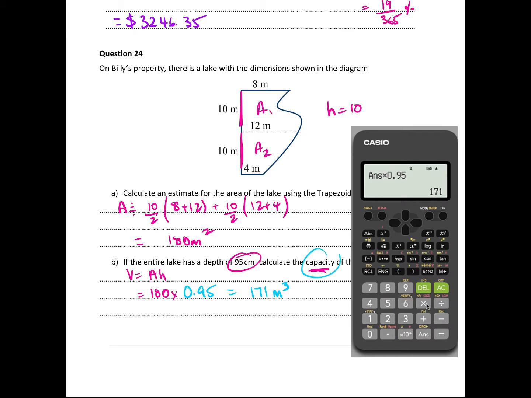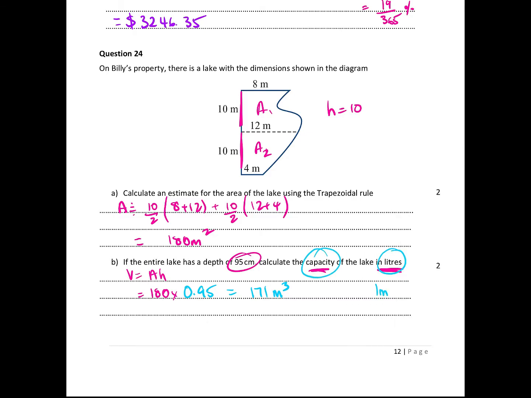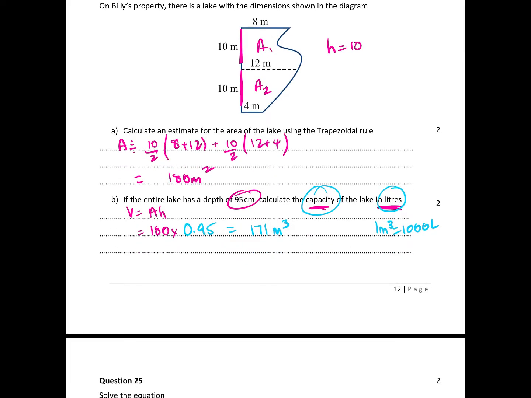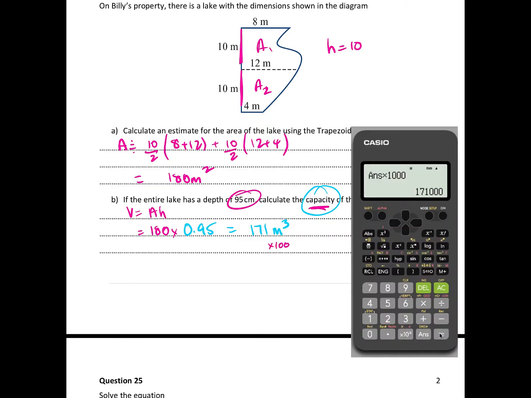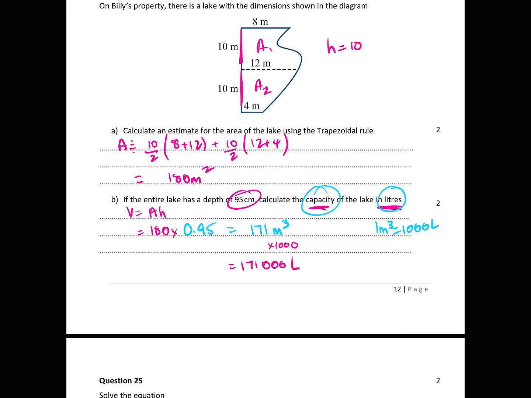Now the question is asking for capacity in liters, and we know that 1 cubic meter is made up of 1,000 liters. So therefore, if I have 171 cubic meters, I simply need to multiply it by 1,000, and you get 171,000 liters.